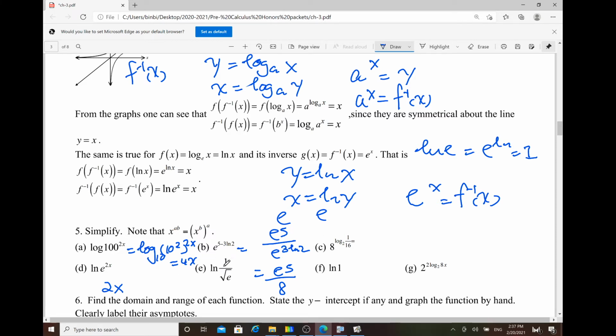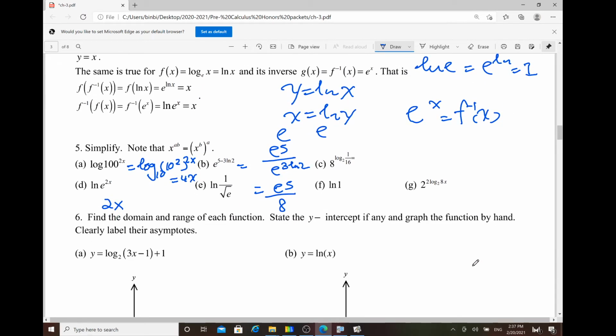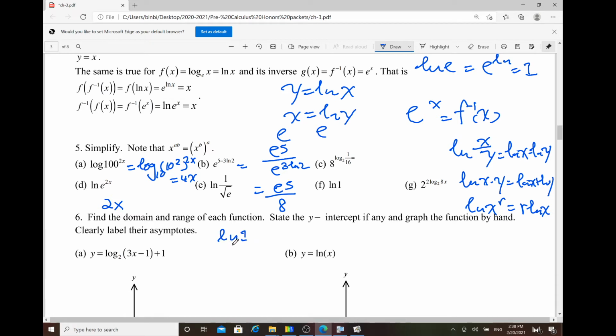And for this one, let's split it using the property. We should go over the properties as well. Anytime you see natural log of x over y, it's natural log of x minus natural log of y: quotient to difference. For a product, x times y, it's natural log of x plus natural log of y. And if you see a power like this, you can always bring the power down to the front. So this one is written as natural log of 1 minus natural log of e to the power of 1/2.